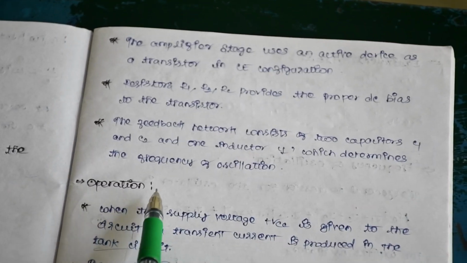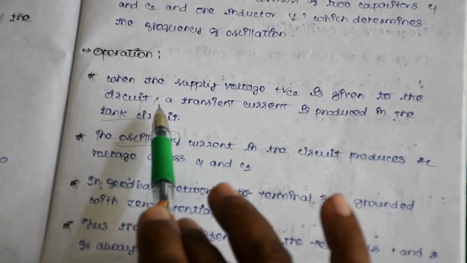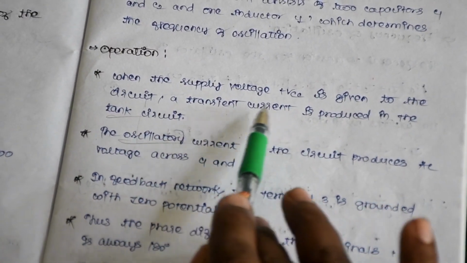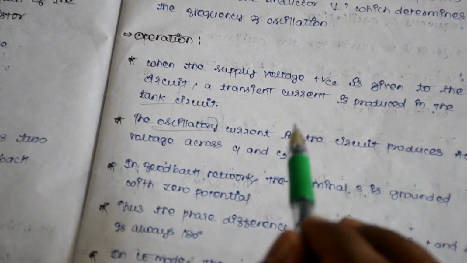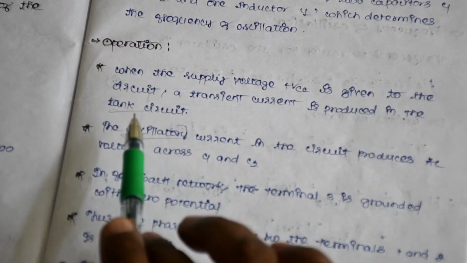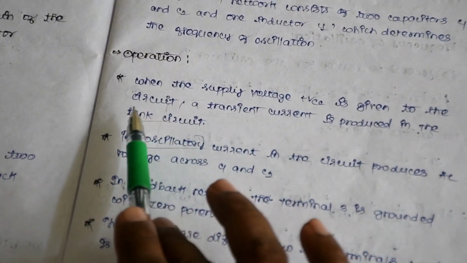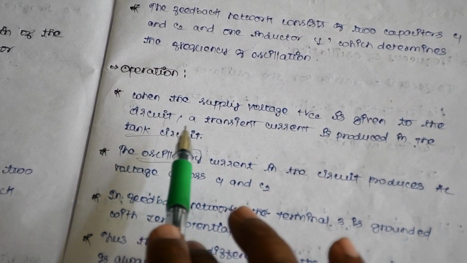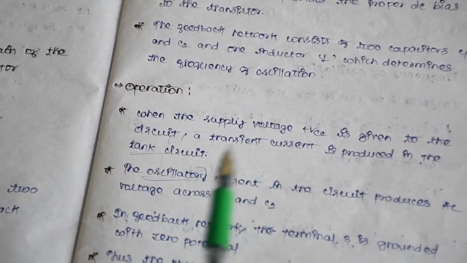Next we go for operation. When the supply voltage VCC is given to the circuit, a transient current is produced in the tank circuit. What is meant by tank circuit? We have an inductor and capacitor, which act as a storage. Just as we use a tank at home for storage purposes, the LC circuit is otherwise known as a tank circuit.